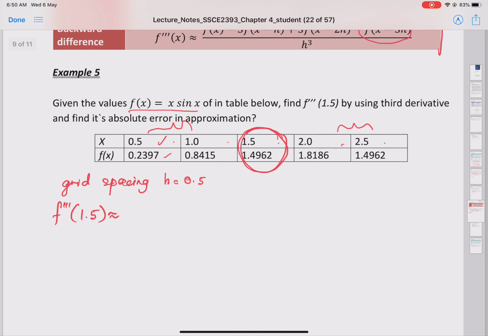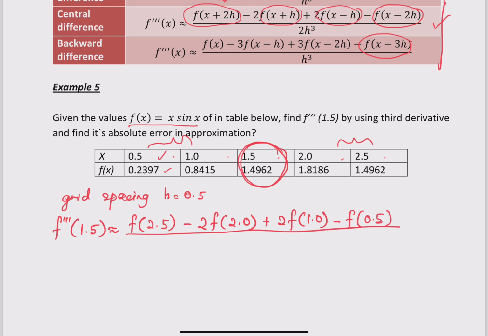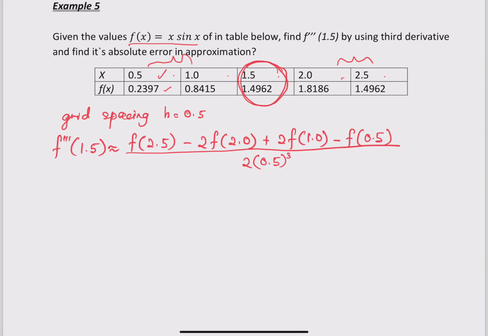So you can apply the formula. Of course, the first term is f(x plus 2h), and what you will get is f(2.5), then minus 2 multiplied by f(2.0), plus 2 f(1.0), and then minus f(0.5), divided by 2h cubed, 2 multiplied by 0.5 cubed. And at all these points, you have the value of that function.